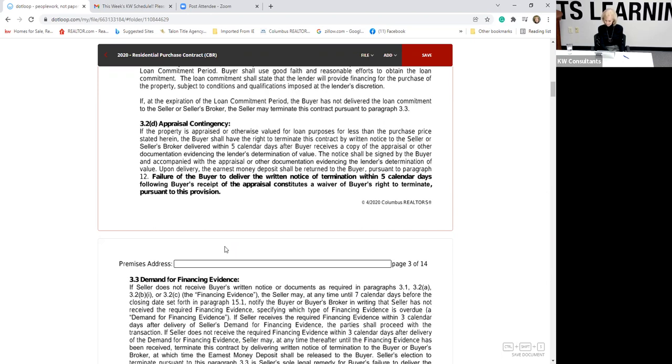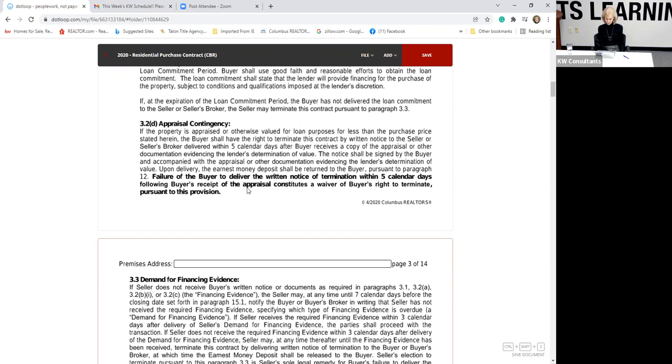But at any rate, failure of the buyer to deliver the written notice of termination within 5 calendar days following the buyer's receipt of the appraisal constitutes a waiver of the buyer's right to terminate pursuant to the provision.